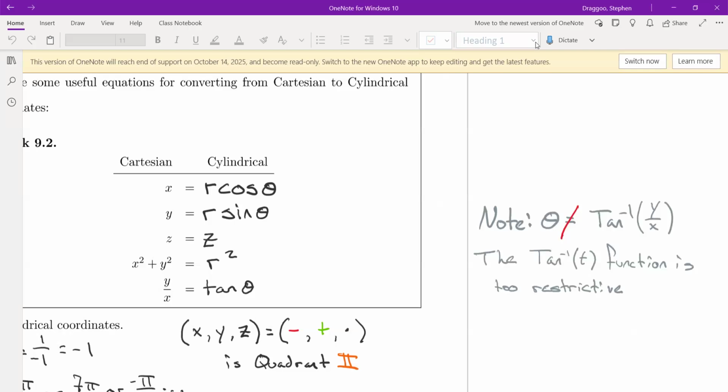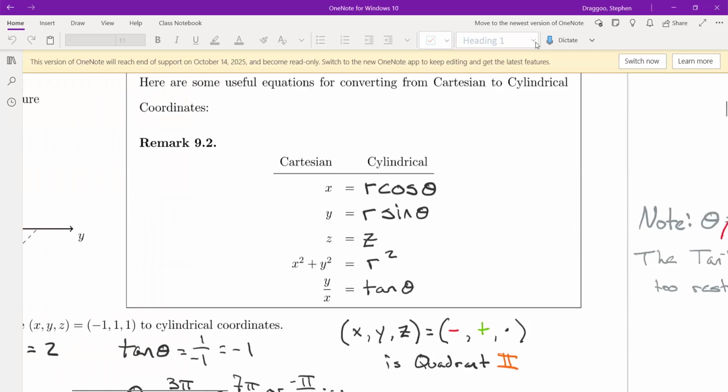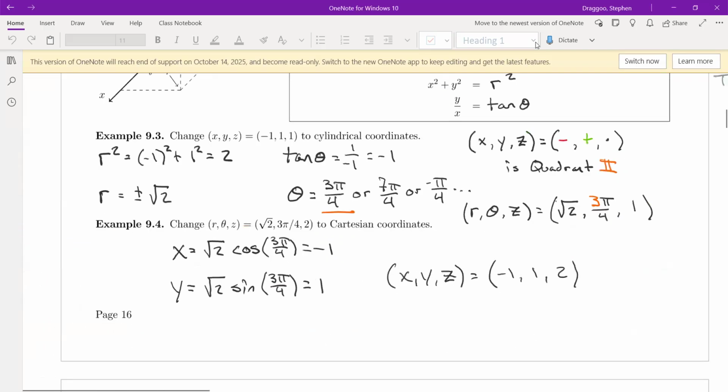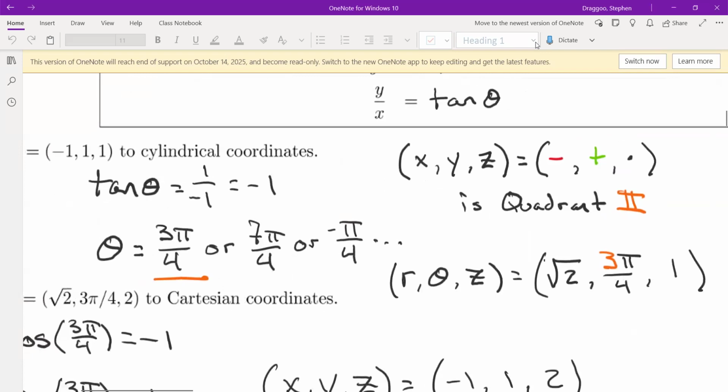So just be careful anytime you use an inverse trig function. It probably requires a little bit of extra thought. So when I solved out this problem here, example 9.3, I got that tangent theta was equal to -1.